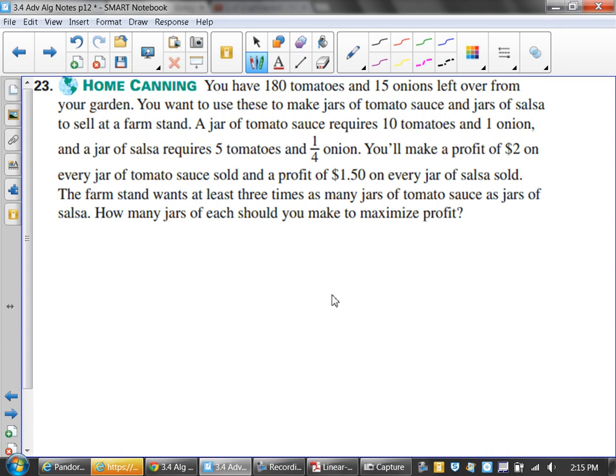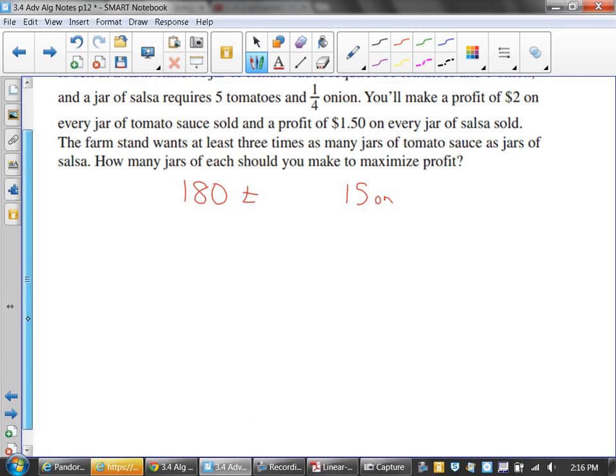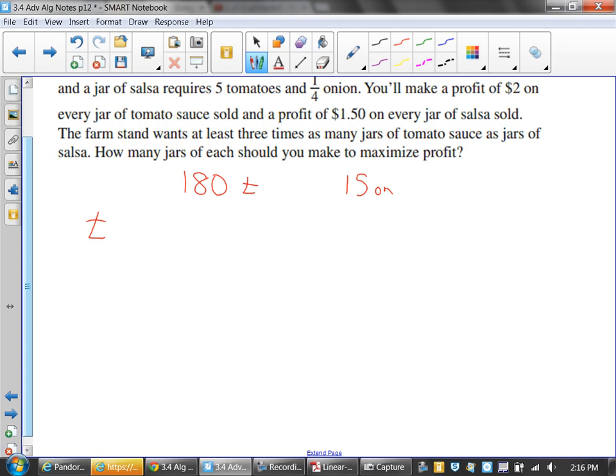Anyway, you have 180 tomatoes and you have 15 onions left over from your garden. So you know you have 180 tomatoes to worry about and 15 onions. We know that right away. You want to use them to make tomato sauce and salsa. So you're going to make tomato sauce.